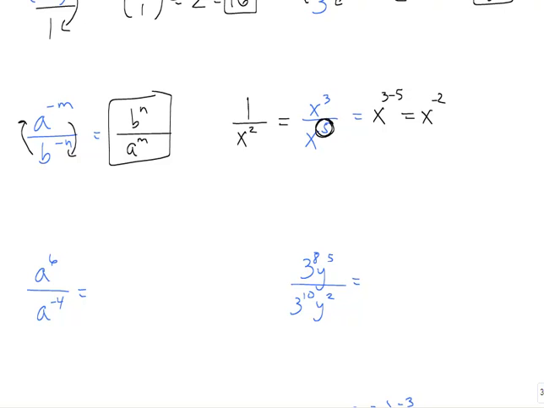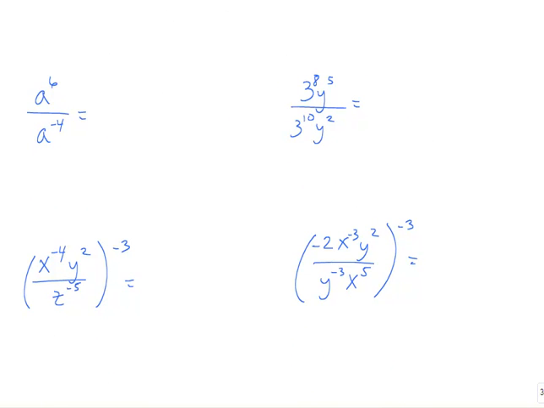We want a factor of 1 left over on the top to maintain that fraction. So two acceptable answers here would be 1 over x squared or x to the negative 2, and they mean exactly the same thing. However, the one on the left has a positive exponent, the one on the right has a negative. Okay?